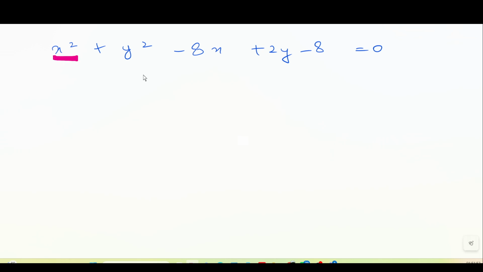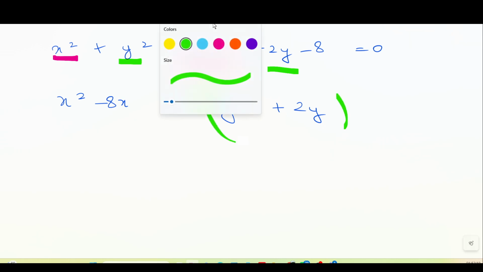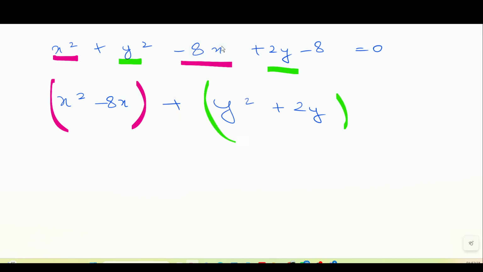grouping the same variables, x squared and negative 8x. So this will give you x squared minus 8x, then plus the other group, y squared and 2y. These are the same variables, right? I will put the same color so you understand. Then we have negative 8 on this side. If we move it to the other side, this will become positive 8.